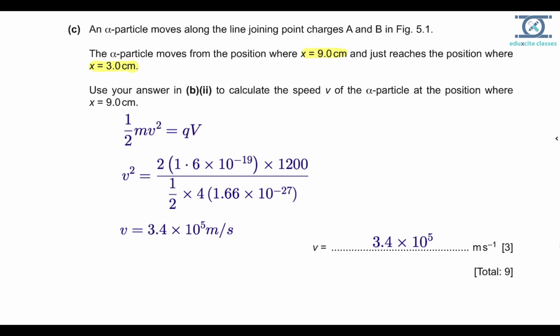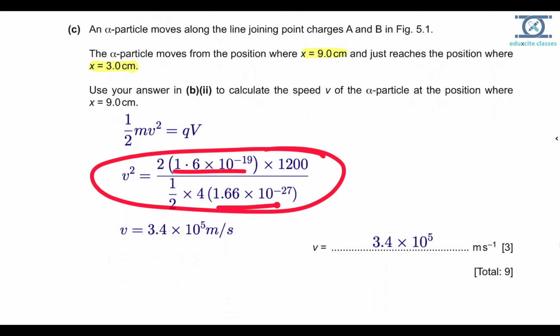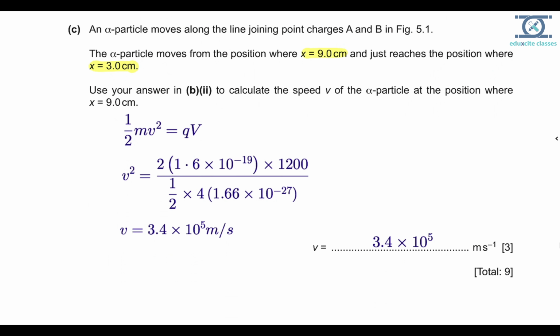So 1 mark for the correct relation, 1 mark for correct substitution of mass and the charge of alpha particle and the other values, and 1 mark for the correct answer. So this is your answer for C part.